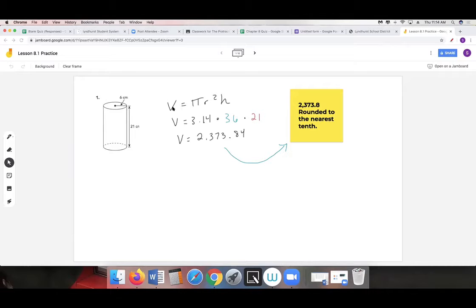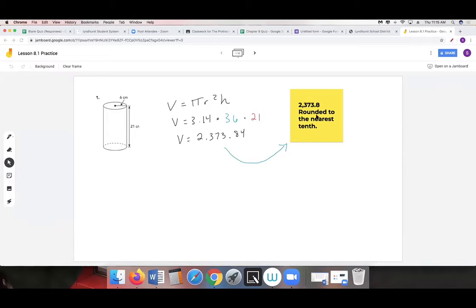Yeah. Okay. So here's the formula, and you're always going to have the formula. Next thing, you're going to plug in everything you know. So you know the pi, you know the radius squared is 36 and the height is 21. Then you're multiplying that all out, and there's your answer. I think most people got this question right.